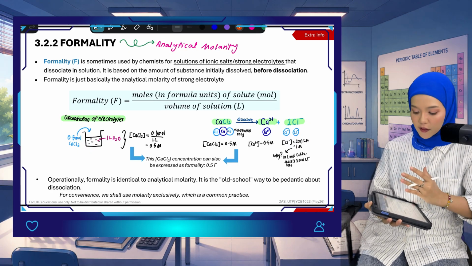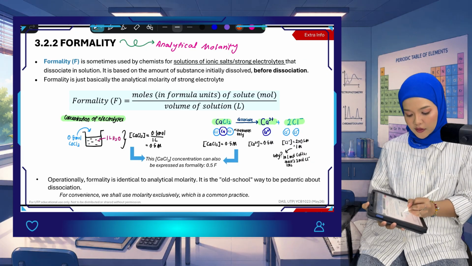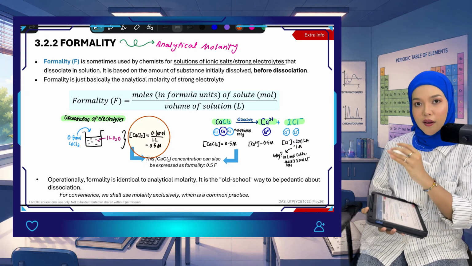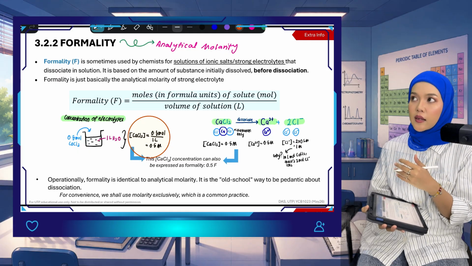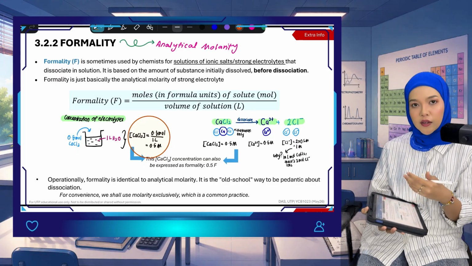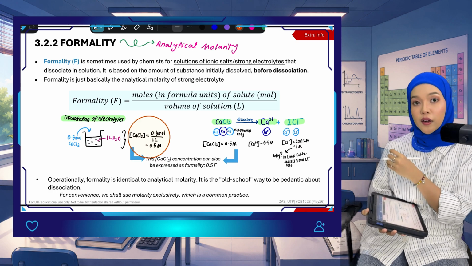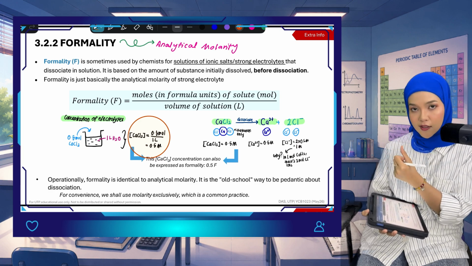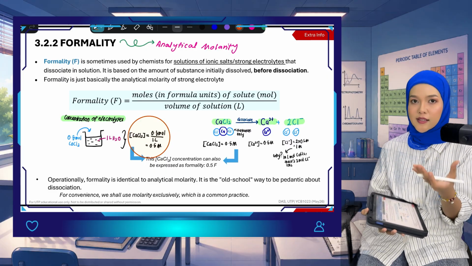So you can read this through. Sometimes, what I said just now is analytical molarity, you can also call formality. So if I ask you, what is the formality of the calcium chloride solution here? The formality is 0.5 formal, instead of saying 0.5 molar. They are the same.